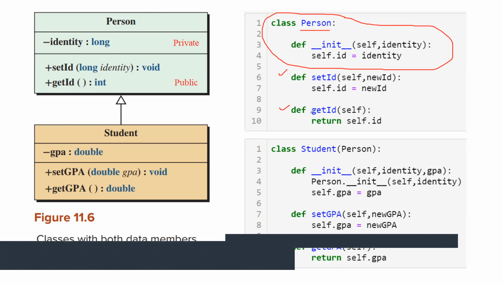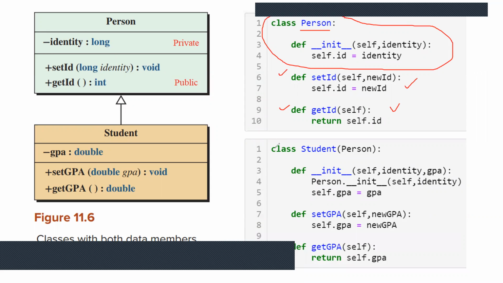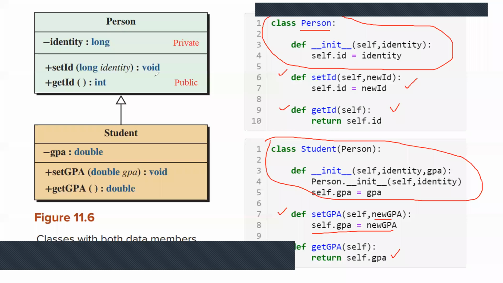And I move quickly. Define get ID. Get ID is nothing. It will not take any parameter. It just returns self.ID. Okay, so that's it. Similar thing we need to do for the student class as well. As you can see in the student class, this thing is the same. Only we get these two definitions. New GPA is then assigned to self.gpa as the new value, and similarly it returns the GPA value. That's all. So this is the implementation of these classes in Python.